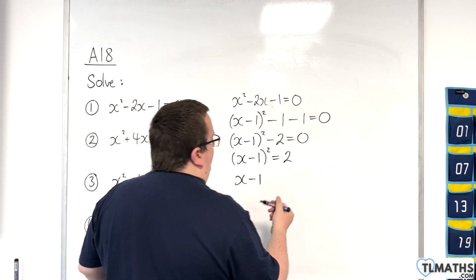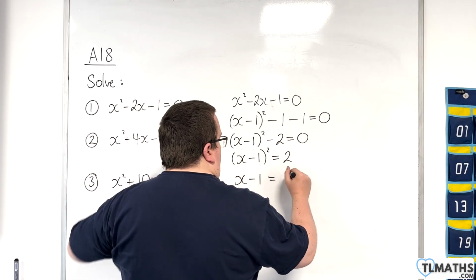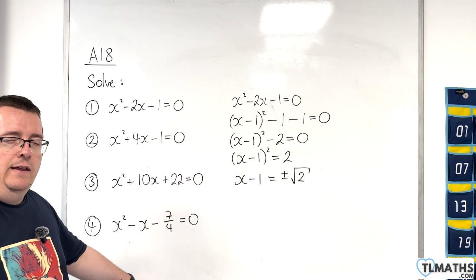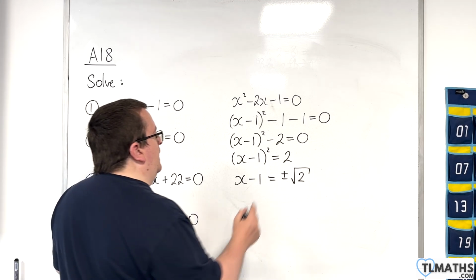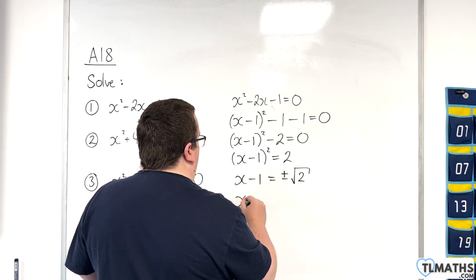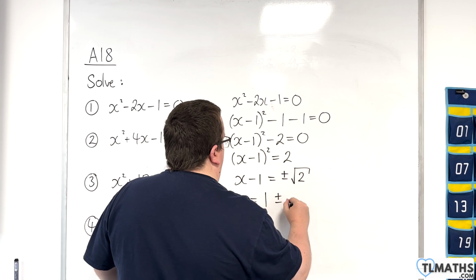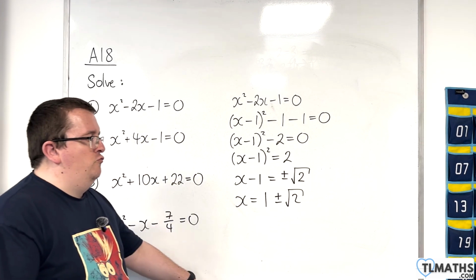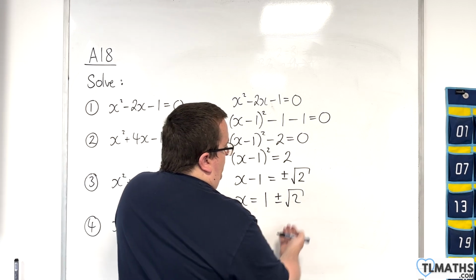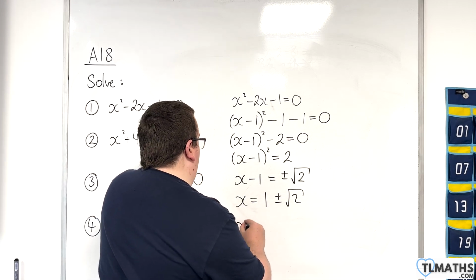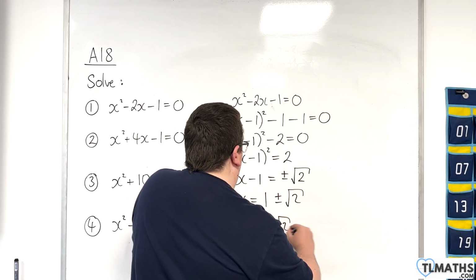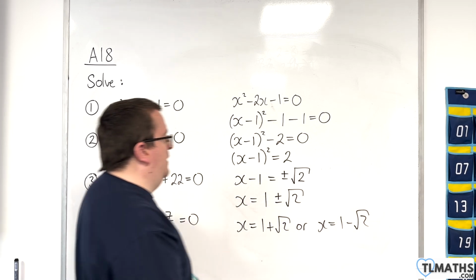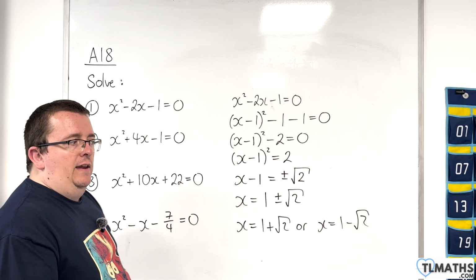So 2 is not a square number, so it becomes plus or minus the square root of 2. And then we add 1 to both sides. Okay, so 1 plus or minus root 2. And that's our two answers. You can obviously write them out as x equals 1 plus root 2 or x equals 1 minus root 2, if you prefer, but it's perfectly fine writing it like that.